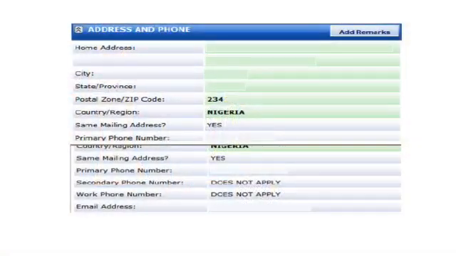We don't really see that many issues on the address and phone situation. It's pretty straightforward. It's great. We're not going to really talk too much about that.